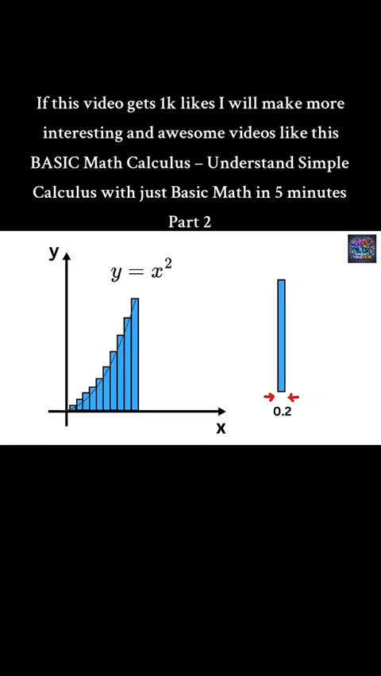This is indeed tiny. So how many of these rectangles will be needed if our parabola extends till x equals 2? We need 2 over 0.2 or 10 such rectangles, right? And these x values will be 0.2, 0.4, 0.6, and so on till x equals 2.